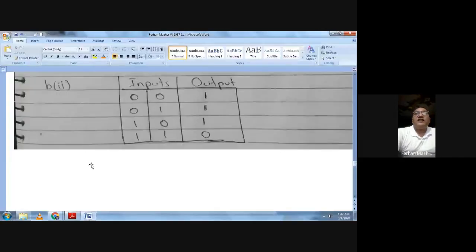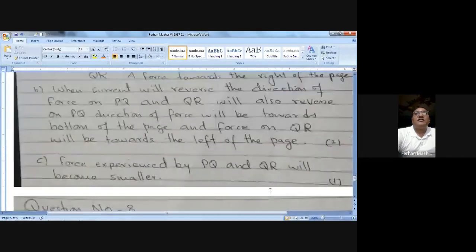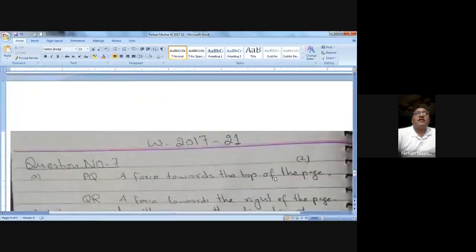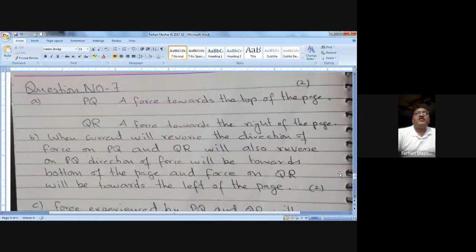Okay, on your screen, let me reduce the size a little bit. Here on your screen you can see question number 7, A part. The PQ, a force towards the top of the page, and the QR, a force towards the right of the page. In the B part, he says when current reverses, the direction of force on the PQ and the QR will also reverse. On PQ, direction of force will be towards the bottom of the page, and the force on QR will be towards the left of the page. The 2 mark question. I hope you have understood it.